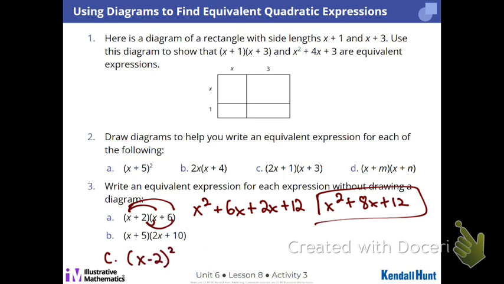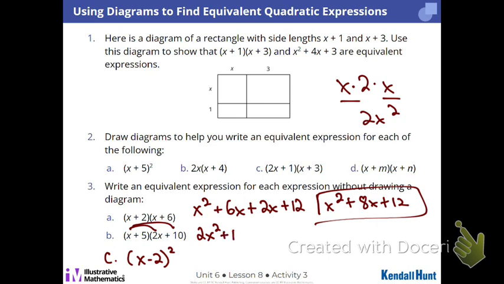B and C, let's go. So looking at B, I'm going to erase some stuff here just to have a little more room to write. I'm going to distribute my 2x first. 2x times x is 2x squared. How does that work? x times 2 times x, I can multiply in any order. It's 2x squared. 2 and x aren't magically connected. It just means 2 times x.